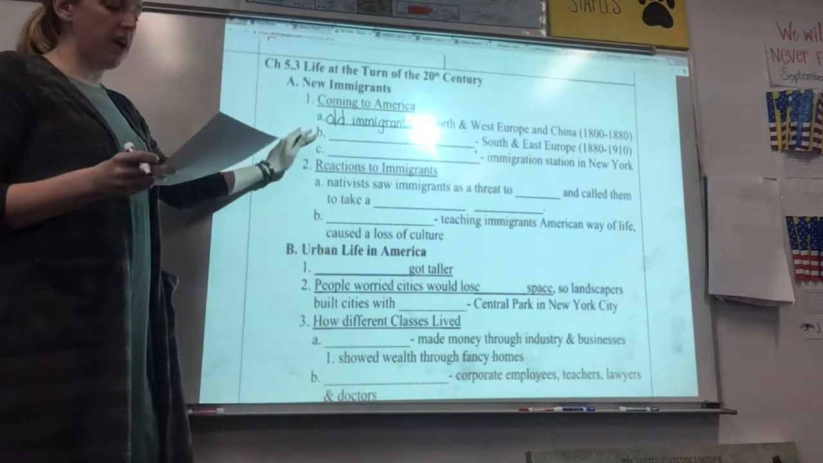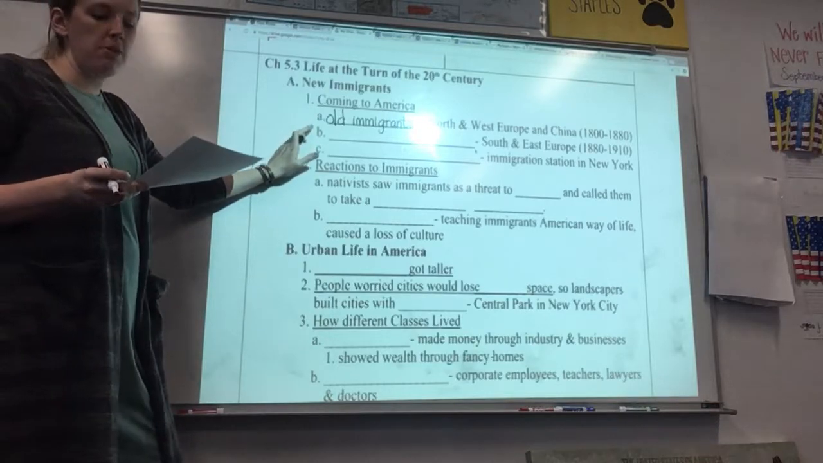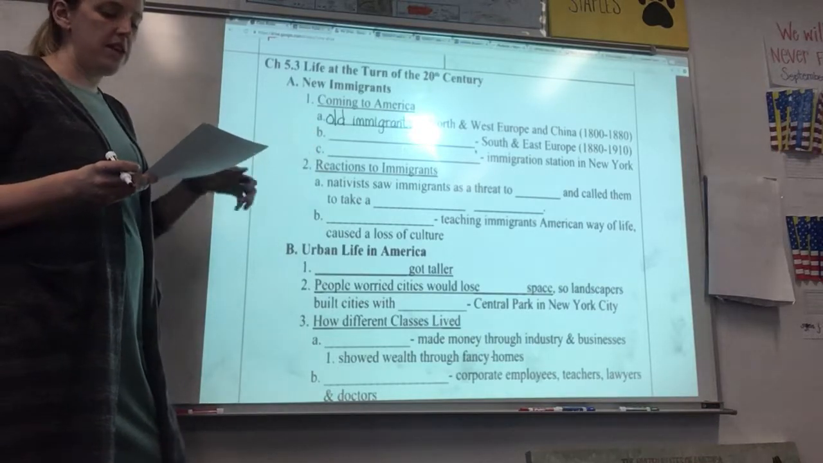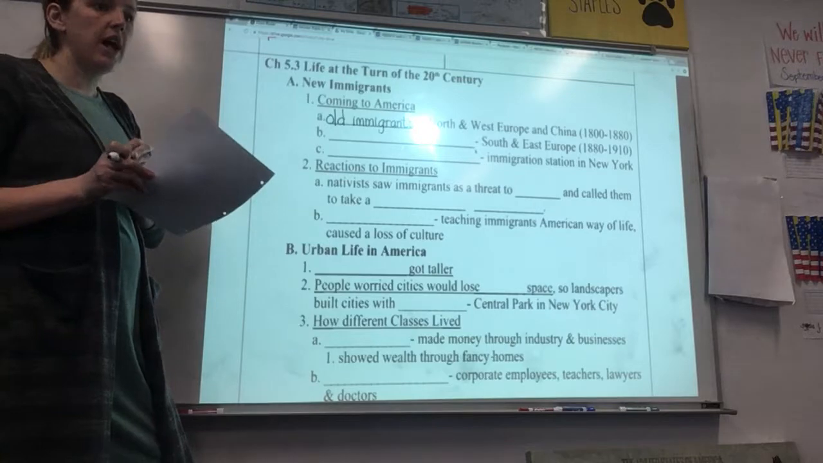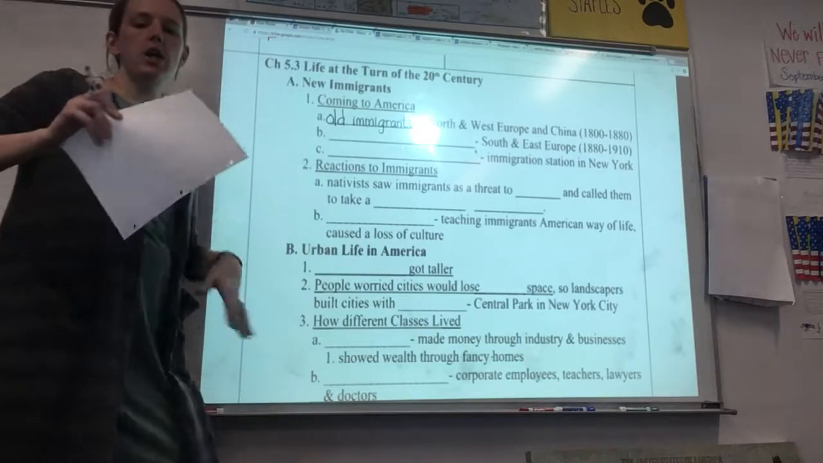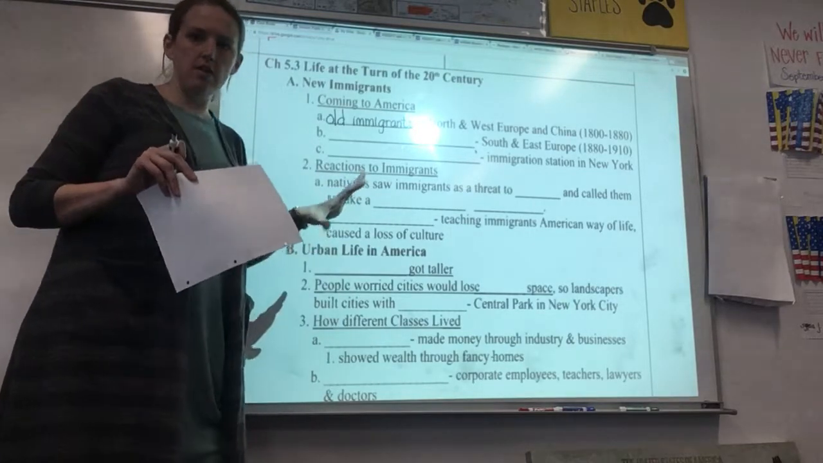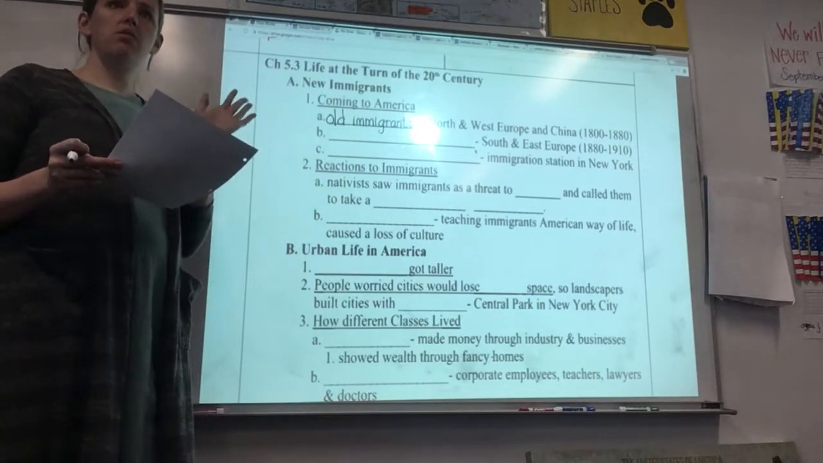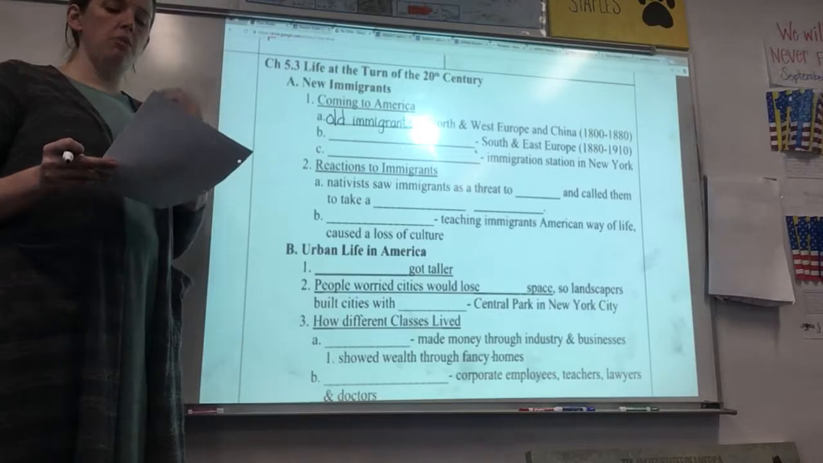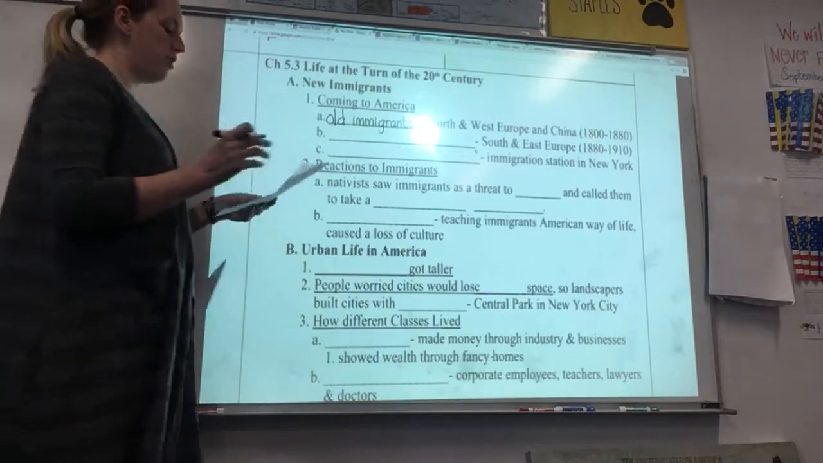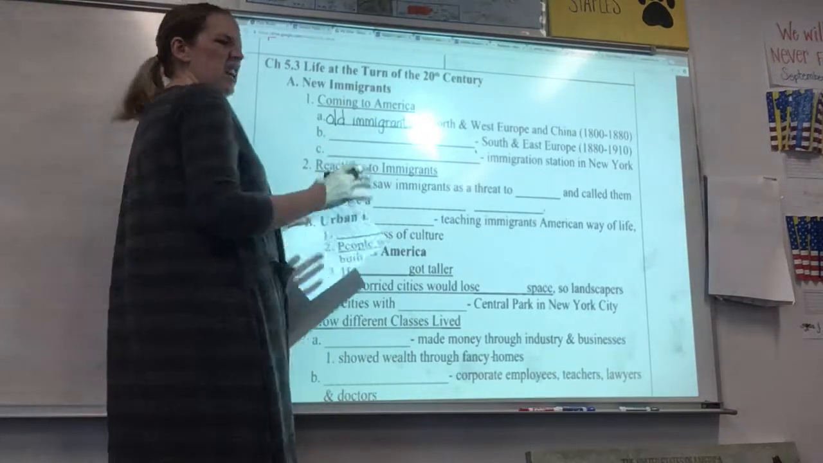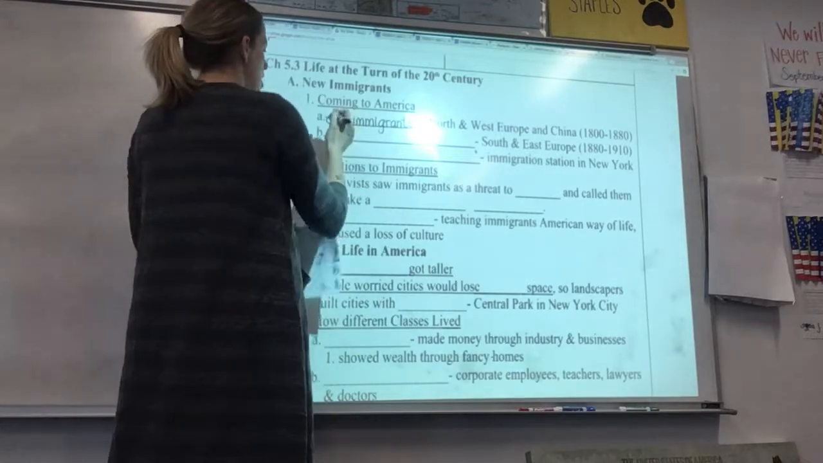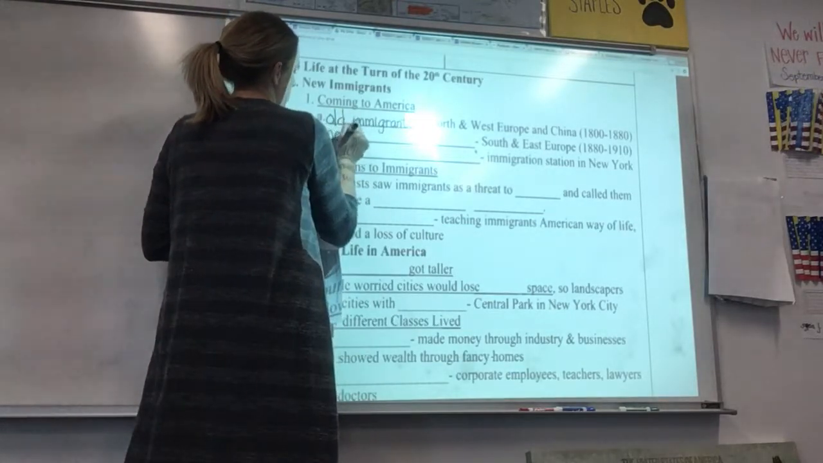The second group that came, obviously we call them new immigrants. These were from South and Eastern Europe. So think like more Ireland, Germany, that era, instead of like China. Think farther west into Europe and the northern part. So this is going to be the lower part. Italy, okay? This group is new immigrants.